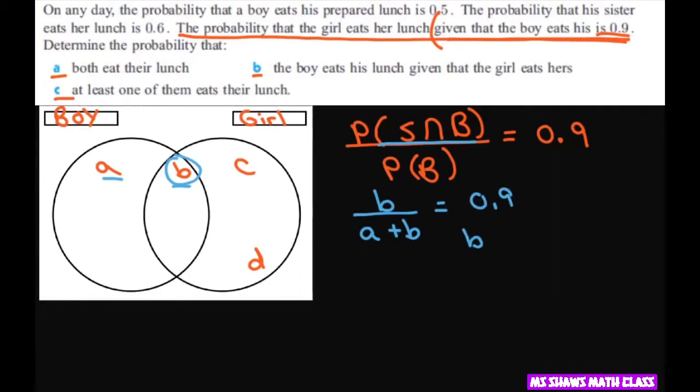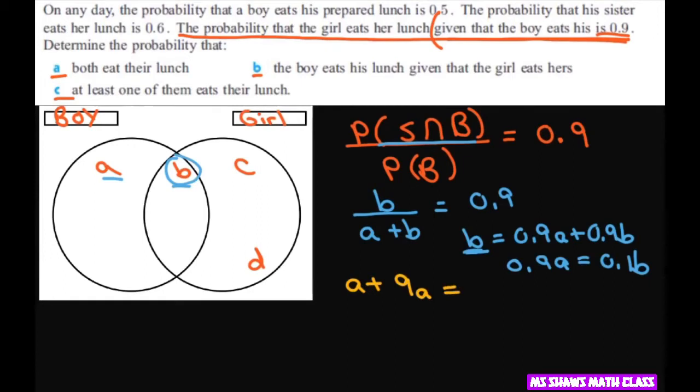You cross multiply, and you get B equals 0.9A plus 0.9B. And then we get 0.9A equals 0.1B. All right, and then from there you can just use substitution. If you plug in your B, you're going to get A plus 9A equals, if you multiply everything through, 0.5. So we're substituting for this. And therefore we get 10A equals 0.5.